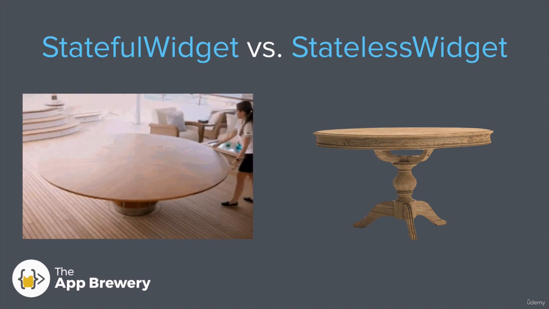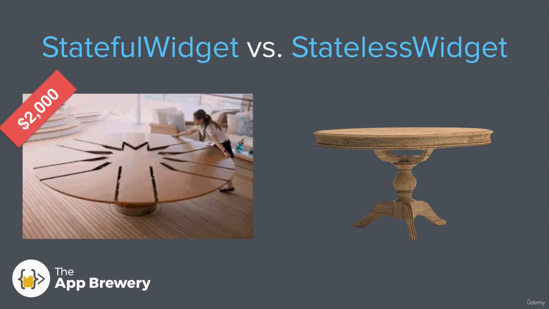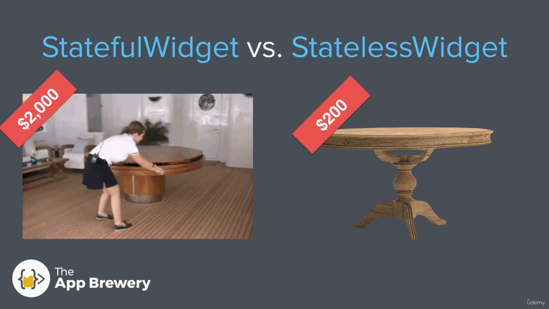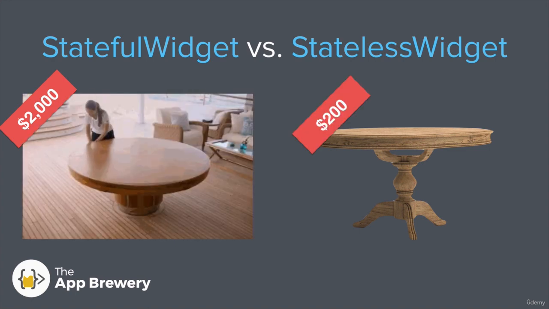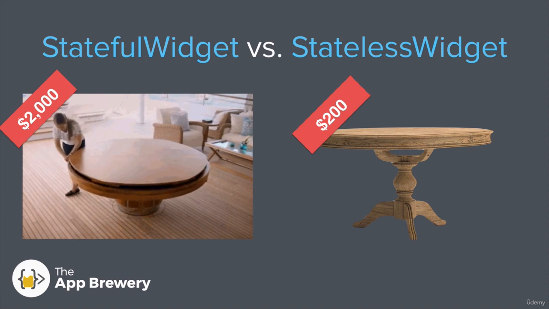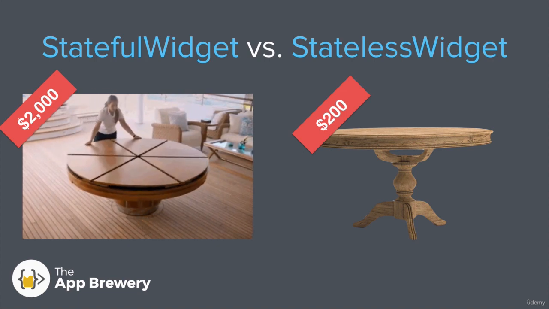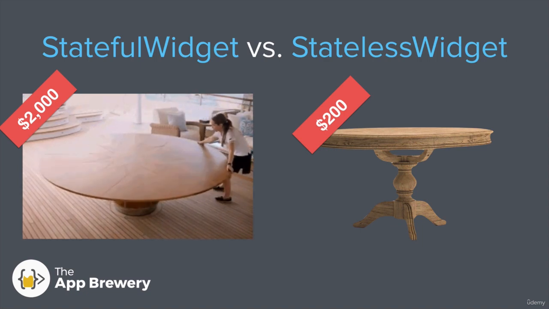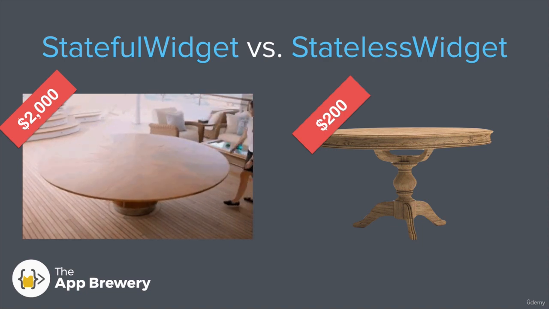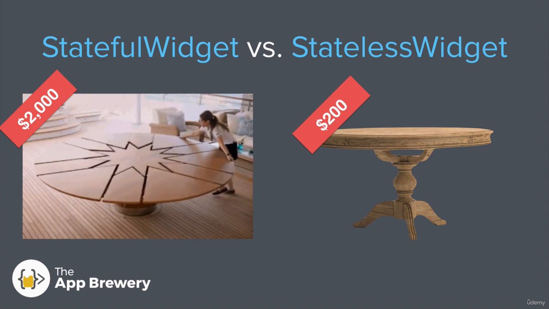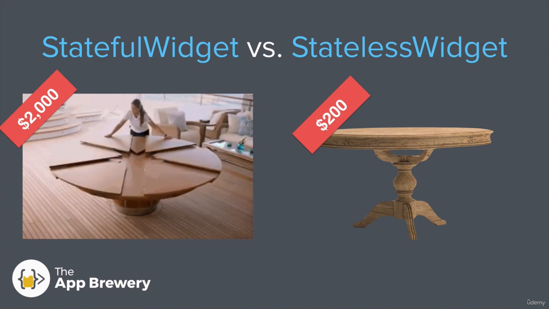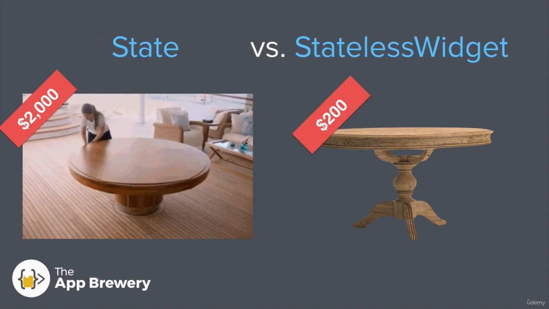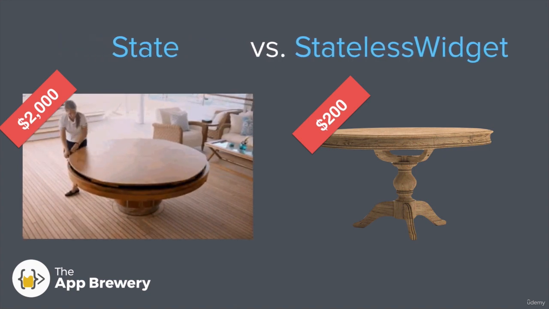And the difference between them is that this table costs something like $2,000, whereas this table costs $200. The reason is that this stateful table needs a lot more material, it's a lot more expensive to produce, and it takes a lot of effort to build. So that's the same with our widgets. More precisely, it's actually not the stateful widget that's changing, but the state object that is changing.